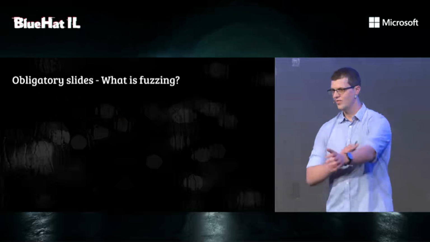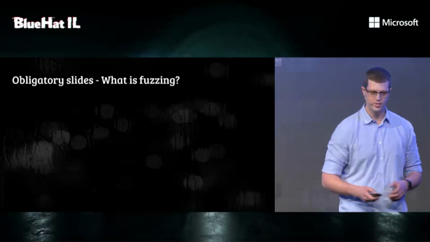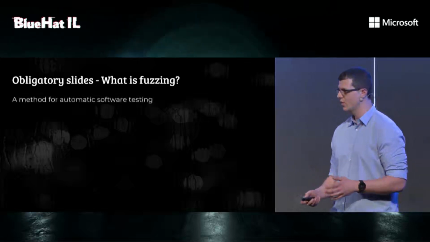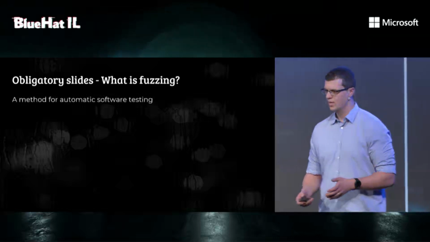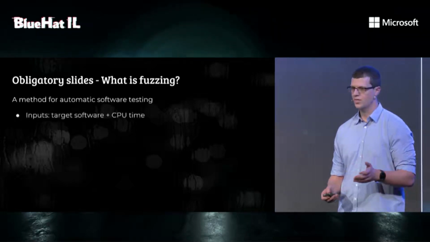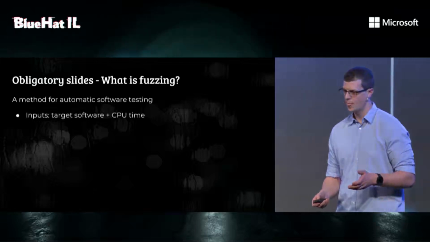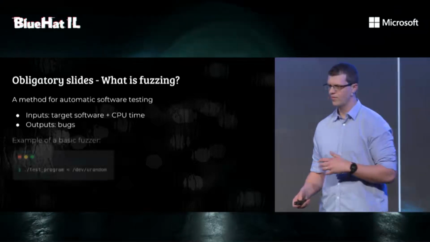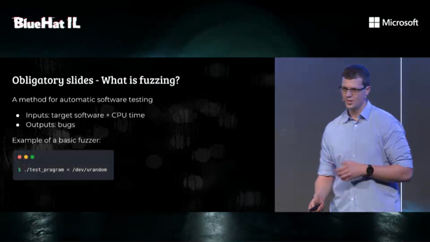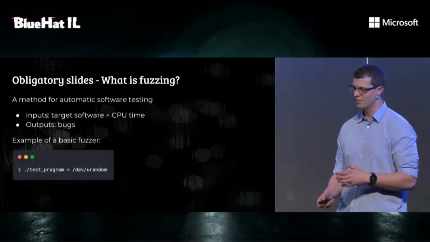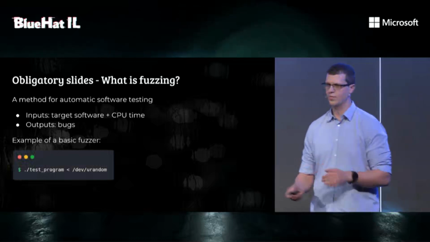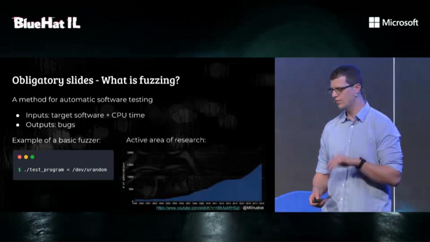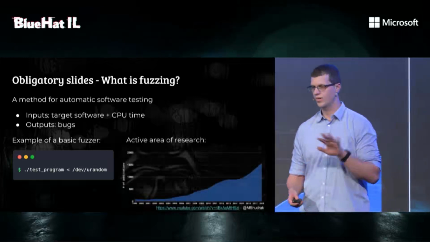Since this is a fuzzing presentation, I'm going to do a really quick recap of what fuzzing is. Fuzzing is a method for automatic software testing. It's the most cost-effective way we know for finding real bugs in real software. The inputs for the process are the target, what you want to fuzz, and CPU time. And the outputs are hopefully bugs. An example of a very basic fuzzer is wrandom. It just pipes random bytes into the stdin, and this was a killer fuzzer back in the 90s. Fuzzing is also a very active area of research, and as you can see from the graph, the number of publications per year grows very rapidly.